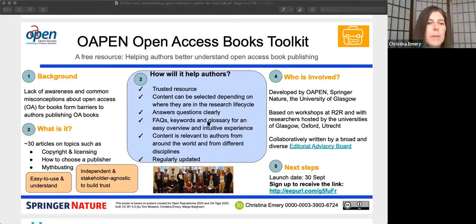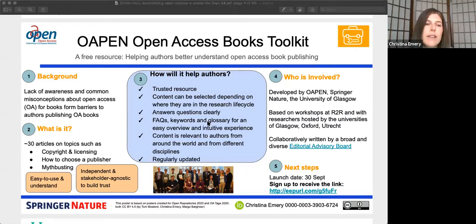So what is the OAPEN Open Access Books Toolkit? This online toolkit is for authors in all disciplines around the world to find out more about how to publish an open access book. This poster describes the content of the toolkit and the journey in developing it, which I'll talk a little bit about now.